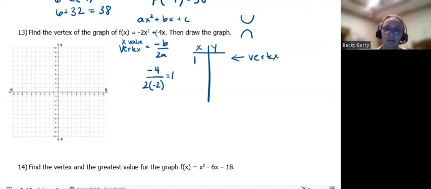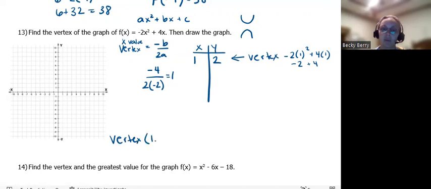I'm going to erase these little things so I can see my equation better. So I'm going to plug in 1 for x. I have negative 2 times 1 squared plus 4 times 1. So 1 squared is 1 times negative 2. 4 times 1 is just 4. So 4 plus a negative 2 is giving me a positive 2. So my vertex is 1, 2. The point 1, 2.